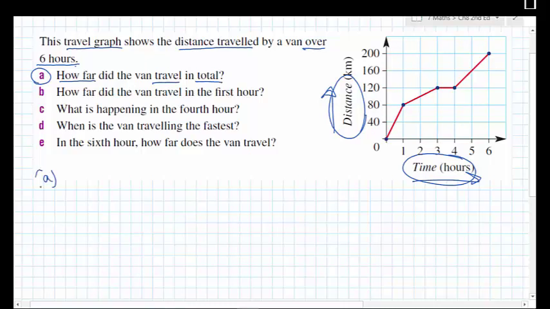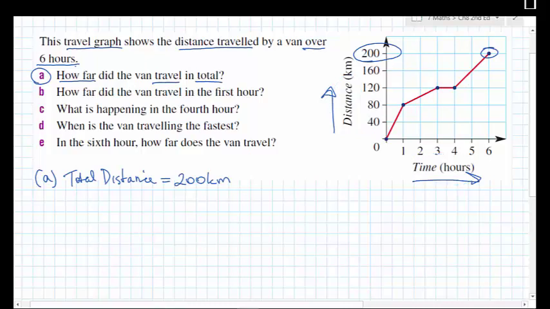So let's look at A. How far did it travel in total? This here is a distance that it's travelled. The maximum distance travelled is here, which is a distance of 200 kilometres. So it's travelled a distance of 200 kilometres because that's our maximum distance travelled.